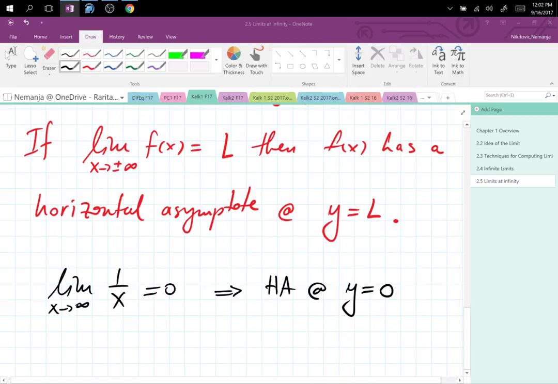Again, make sure that you write the equation y equals 0, not h equals 0. That makes no sense.